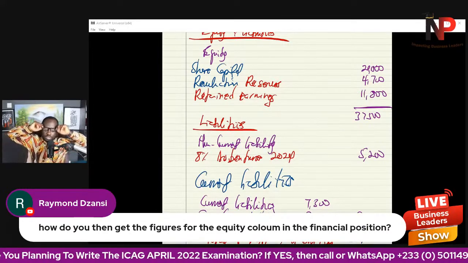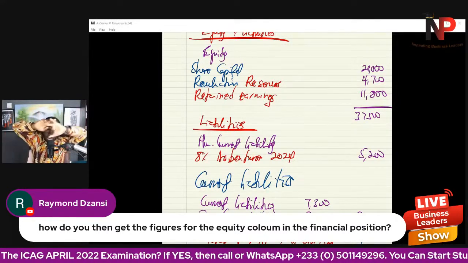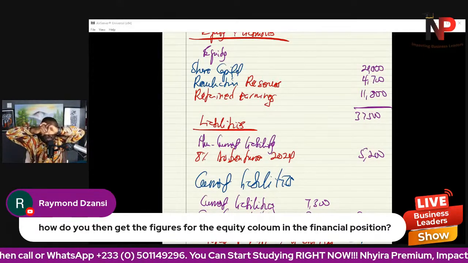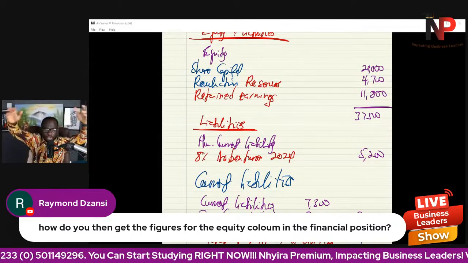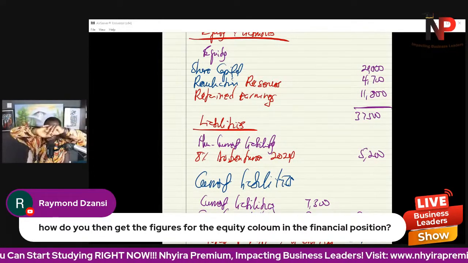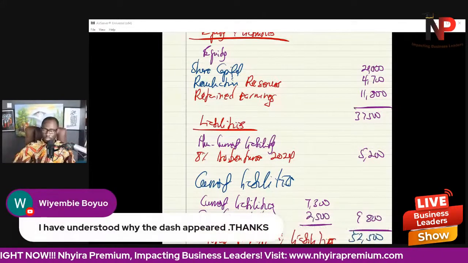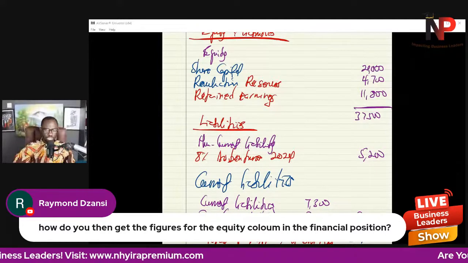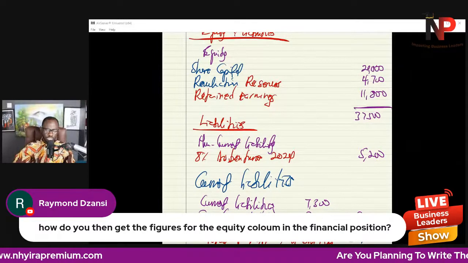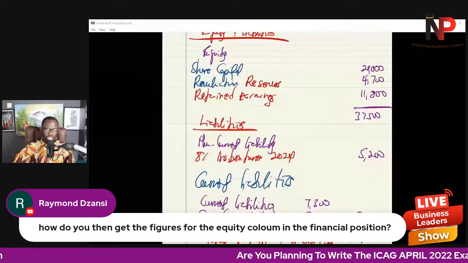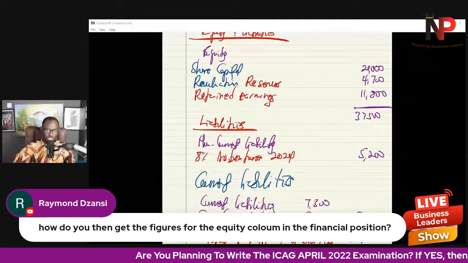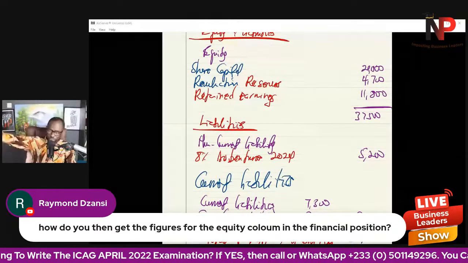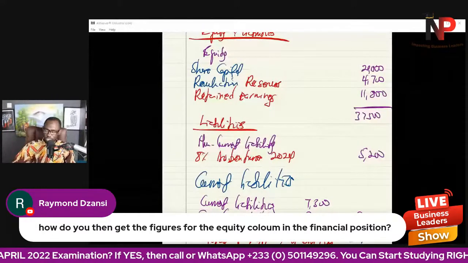So it means that you may not prepare the statement of changes in equity, but you do workings for retained earnings and do workings for the revaluation reserves, or if you have space, you can do it on the face of the financial position. So that is the issue there. How do you then get the figures for the equity column in the statement of financial position? That's what I just said. You have to do workings for retained earnings, do workings for the revaluation reserves, or work it on the face of the financial statement. That's okay there.